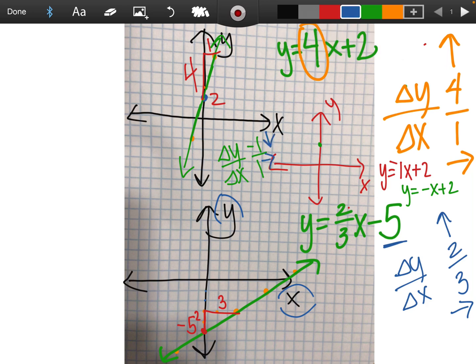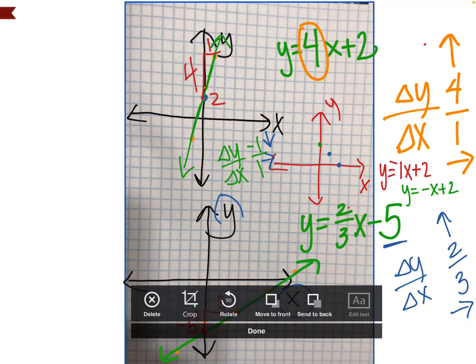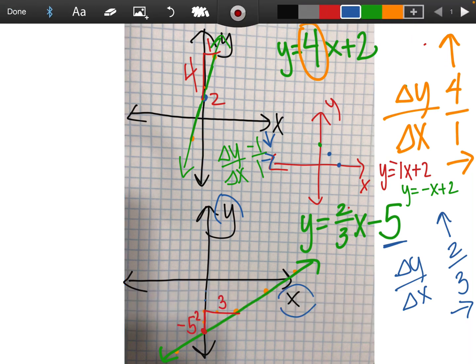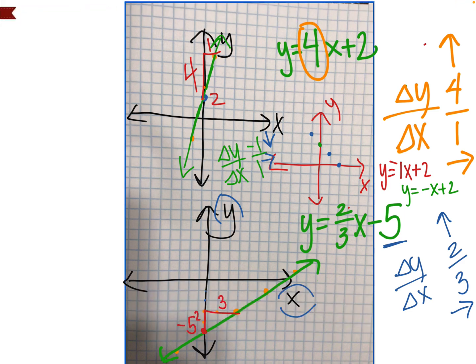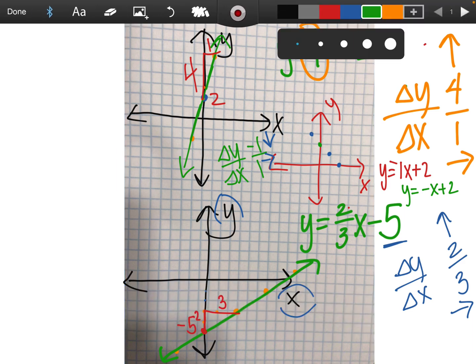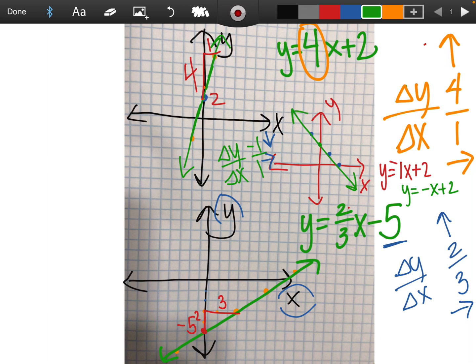But remember, it's just invisible in front. Change in y over change in x for this one would be -1 over 1. Remember, just like this one on the top, we want to put a 1 underneath that slope if it's not in a fractional form.